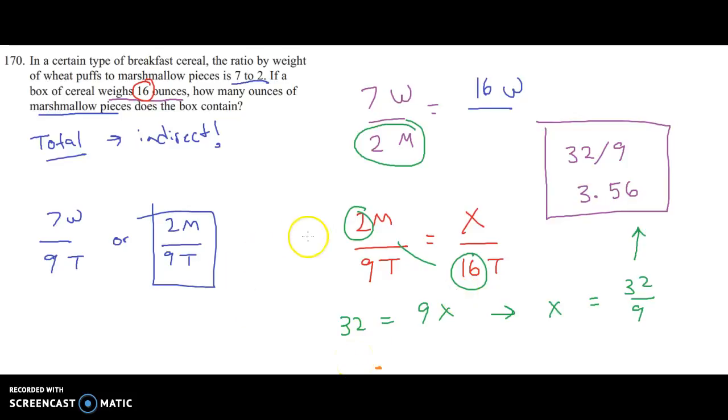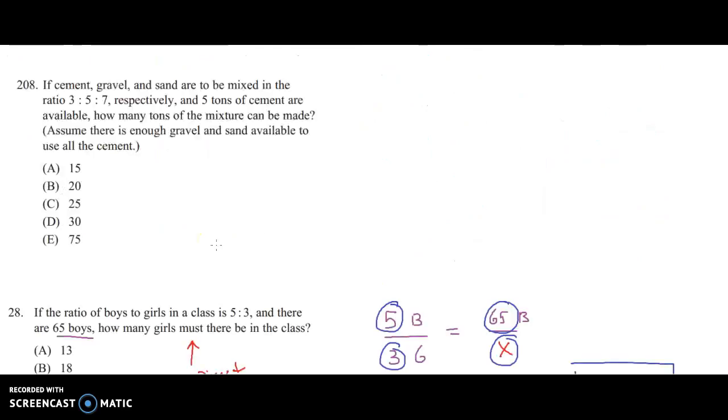Let's go ahead and do one more. Look at this one for a second. It says, if cement, gravel, and sand are to be mixed in the ratio of this to this to that, and we have 5 tons of cement, how many tons of the mixture can be made? Right there, we're not comparing cement to gravel or to sand. We're comparing it to the total amount. So immediately that means we need to add up all this stuff to find the total.